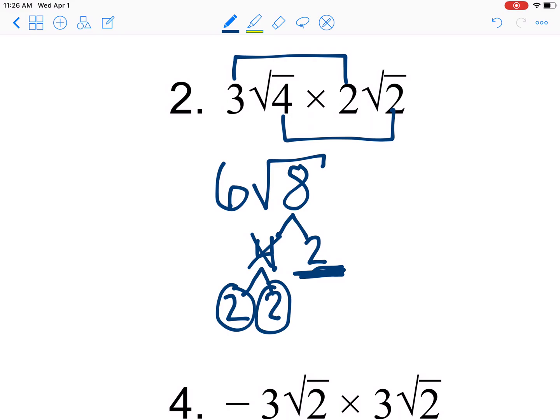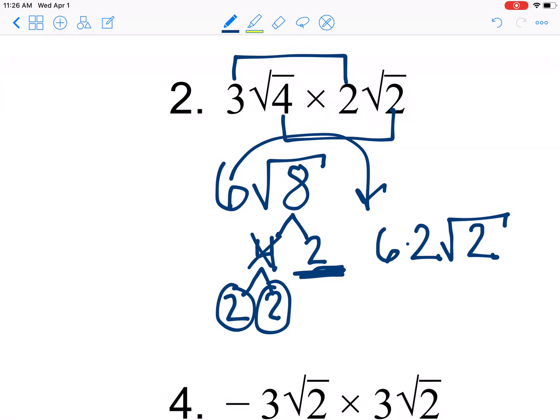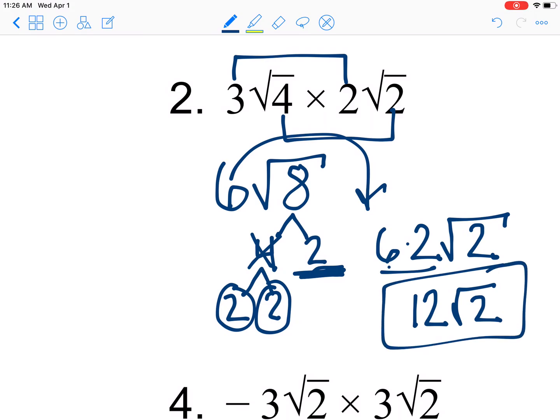Remember, whatever you circled goes on the outside, and whatever you didn't circle stays on the inside. Now don't forget, this 6 exists, so we have to multiply the front, the coefficient, by 6. 6 times 2 gives us that 12 root 2. It's our final answer.